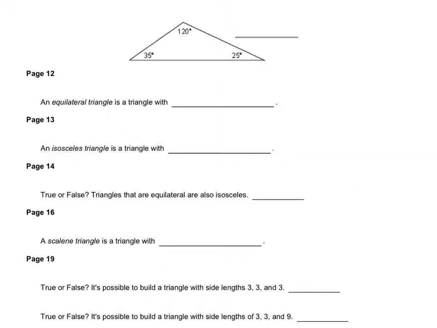My last one, I have angles 120, 35, and 25. Again, I have to decide, are all of them less than 90? One of them exactly 90, or one of them greater than 90? And in this case, one of them is greater. One of them is 120, so that makes this an obtuse triangle. So that's the first way you can classify triangles, is by angles.